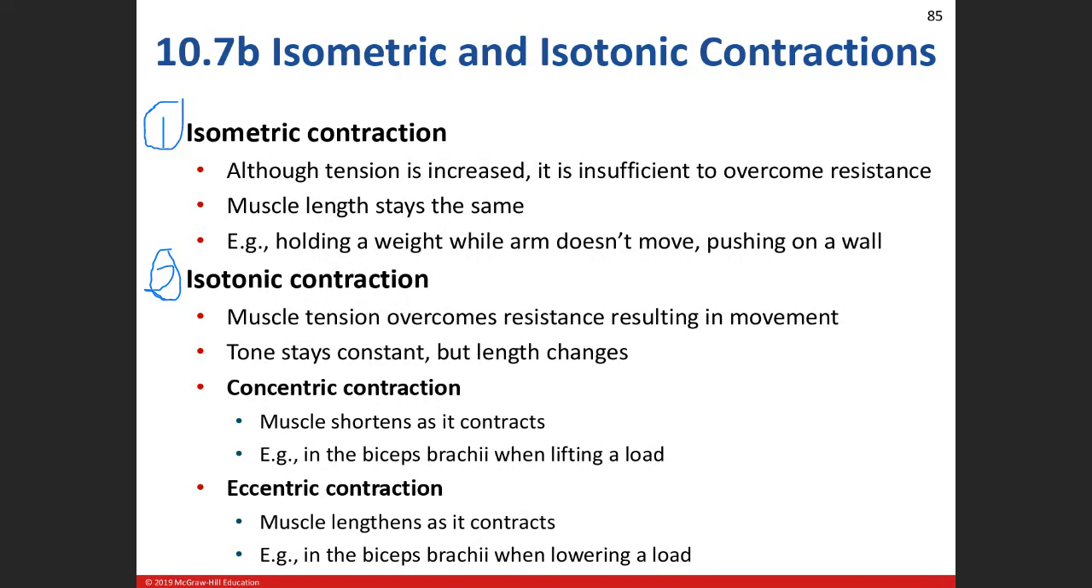A perfect example of an isometric muscle contraction is when people go to bodybuilding contests. They're doing the poses, right? And they're holding the pose there, and they're flexing their muscles, but they're holding it. The muscle length is not changing. Another form of isometric muscle contraction is if I was to push on this brick wall, trying to move that brick wall. It's not going to move.